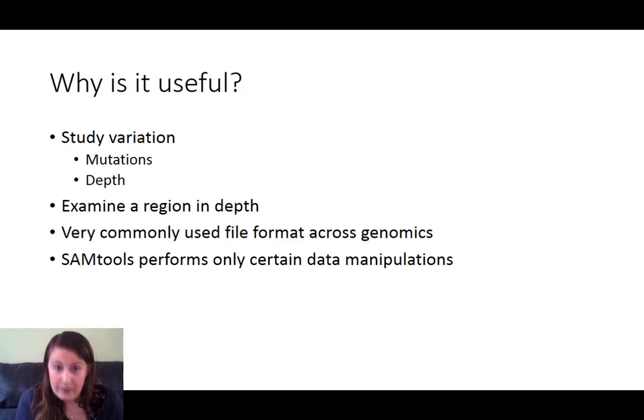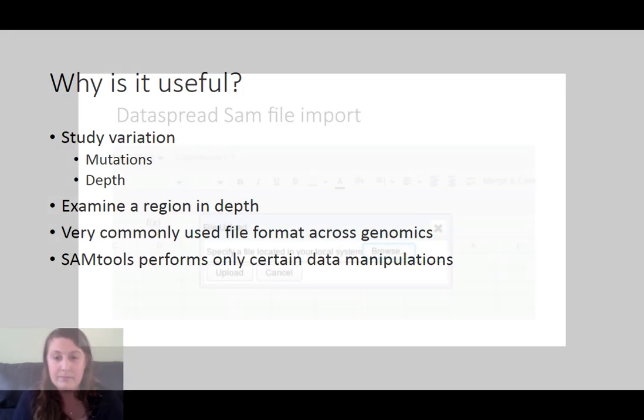These file formats are ubiquitous across the field of genomics, but the package that's often used to analyze them, which is called SAM tools, has a lot of limitations. It's very slow. It can take 2 or 3 days to sort a file, and it also only performs certain manipulations. So we wanted to capitalize on both the user-friendliness of DataSpread as well as the fact that it has a Postgres backend, which is very well suited to these types of problems where we want to study certain regions or find out if things overlap.